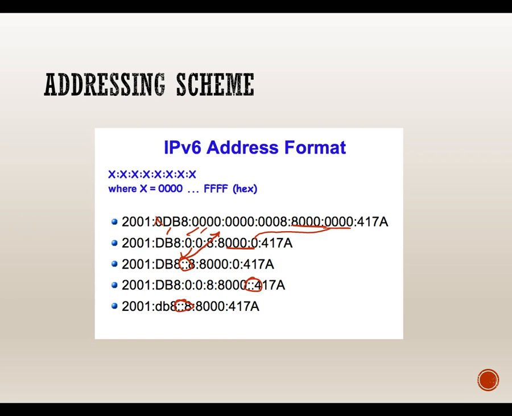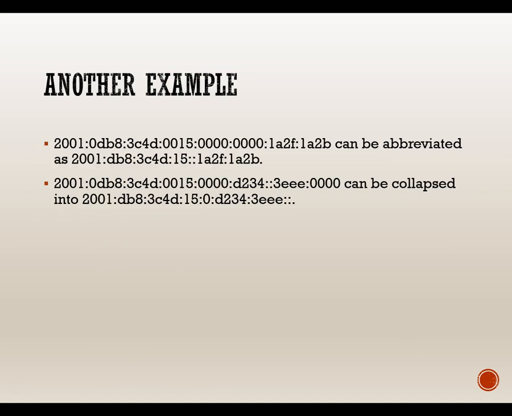I have another quick example of this. 2001:0db8:3c4d:0015, and then a bunch of zeros, and then 12af:12ab. We can abbreviate it as 2001:db8, where we drop the leading 0, then 3c4d, that one stays the same. We drop the leading 0 again, and in this case I have a sequence of consecutive zeros, so I have a double colon and then the rest of the address.